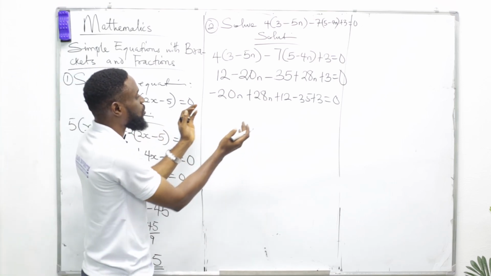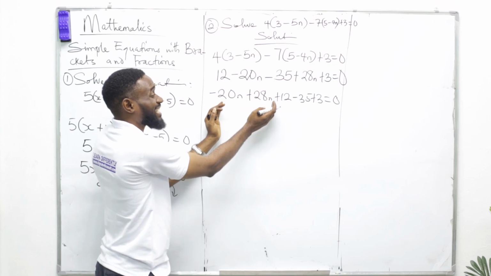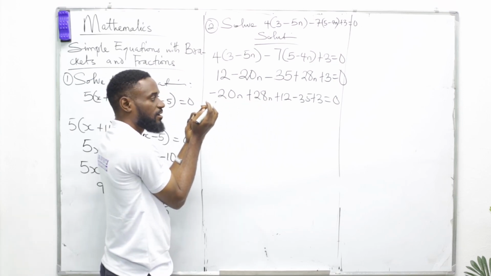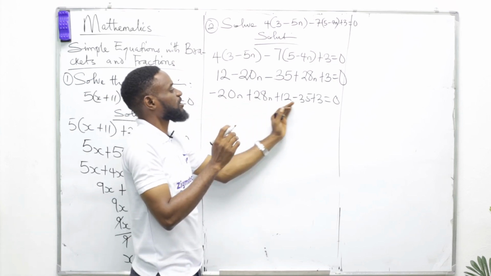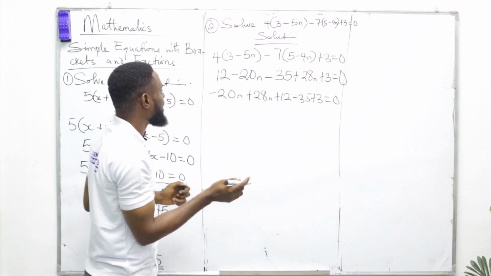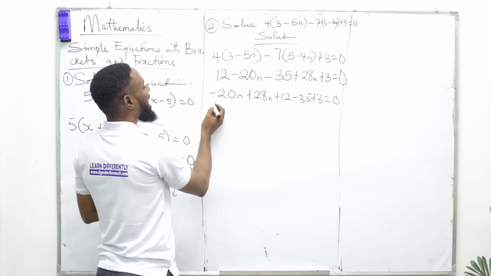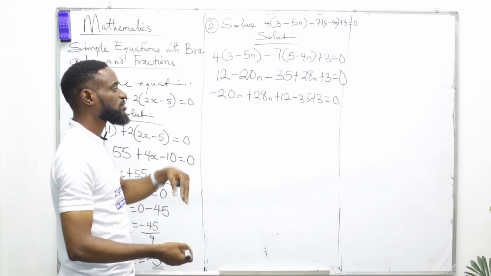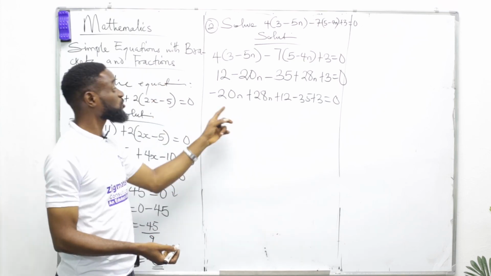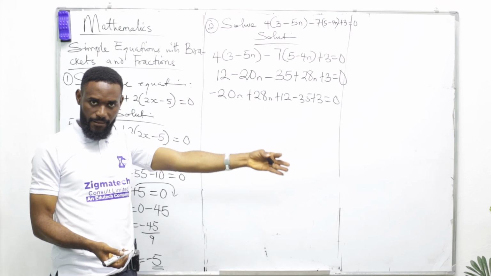Know that the ones with the variables, like the ones with n, the same term, let them just be together. Let them just be in the same group. While the ones that are real numbers should be in the same group, okay? All right, so we go. Minus 20n plus 28n, okay?